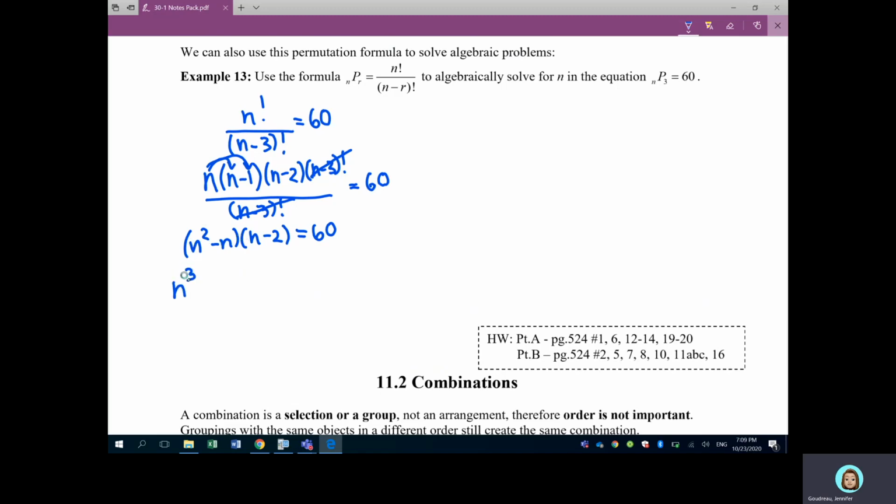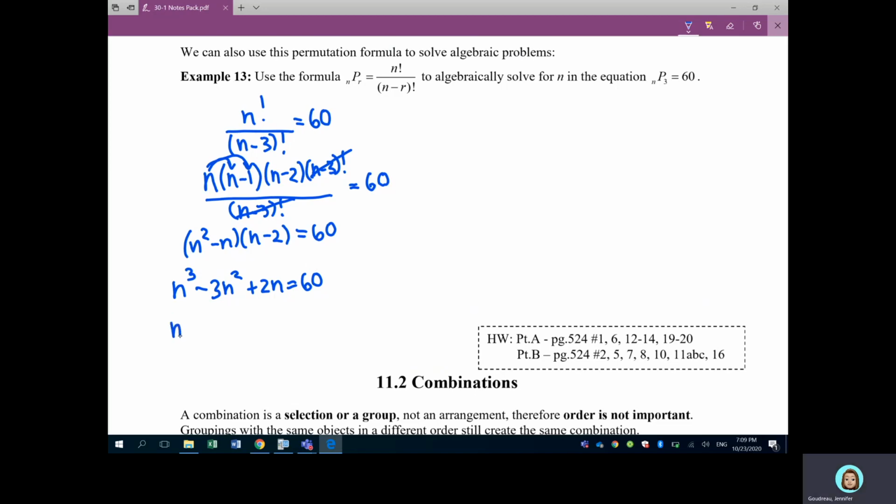We're going to expand these two binomials. So we are going to get N cubed. So N squared times N is N cubed. We're going to have a minus 2N squared, minus N squared, collecting like terms, is minus 3N squared, plus 2N equals 60. And now we are solving a cubic polynomial algebraically. So this is a nice review of chapter 3.